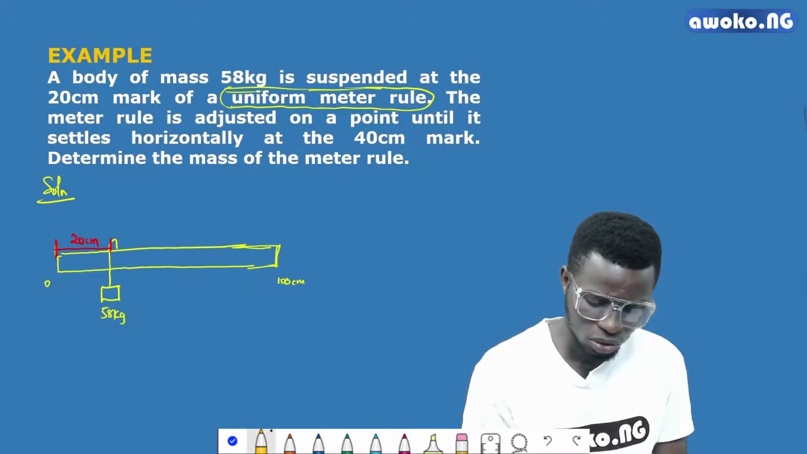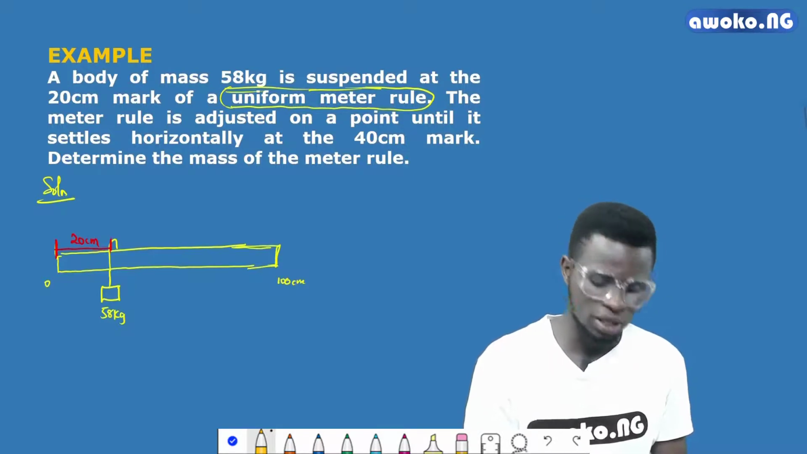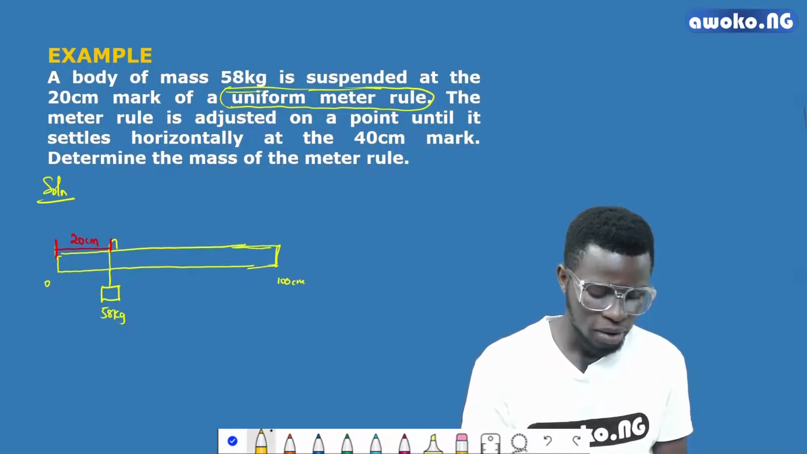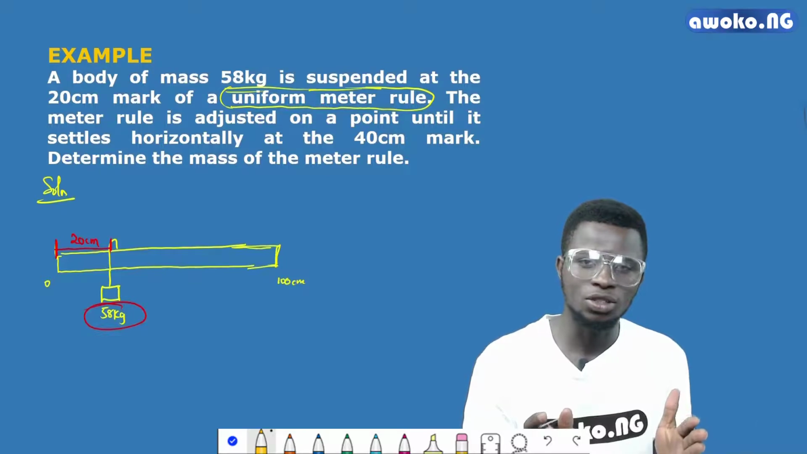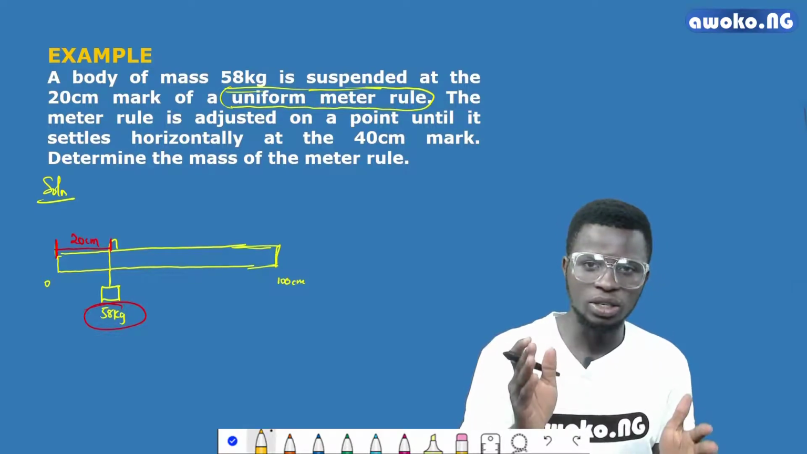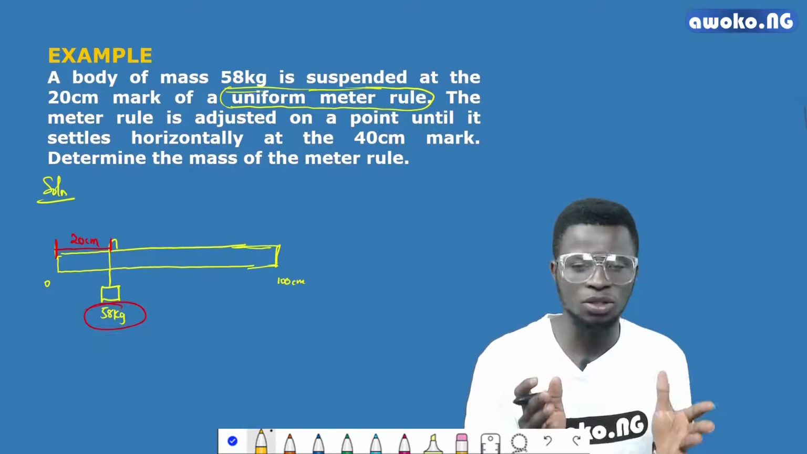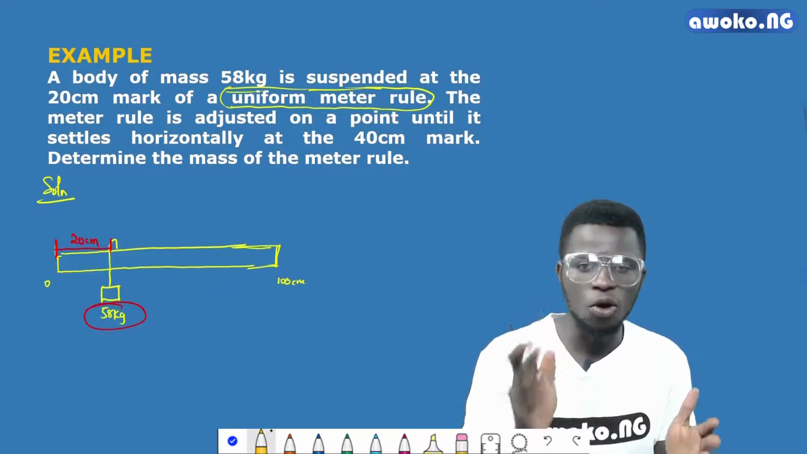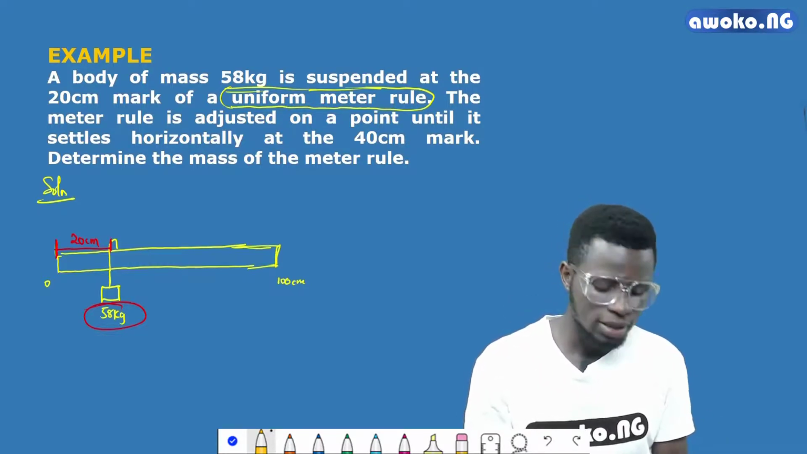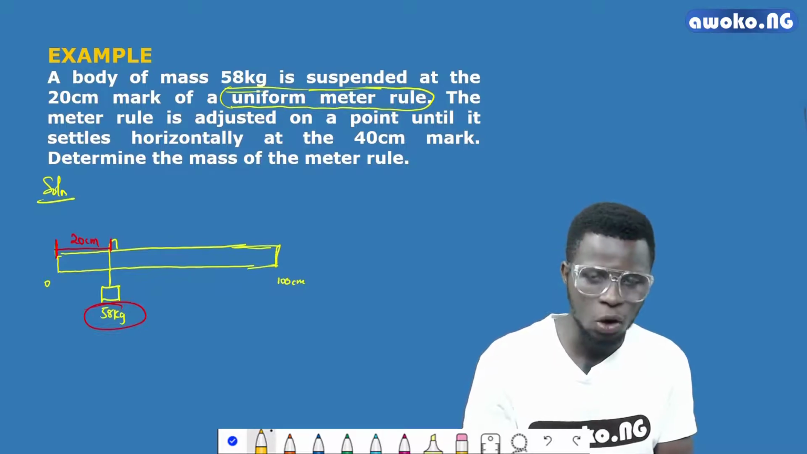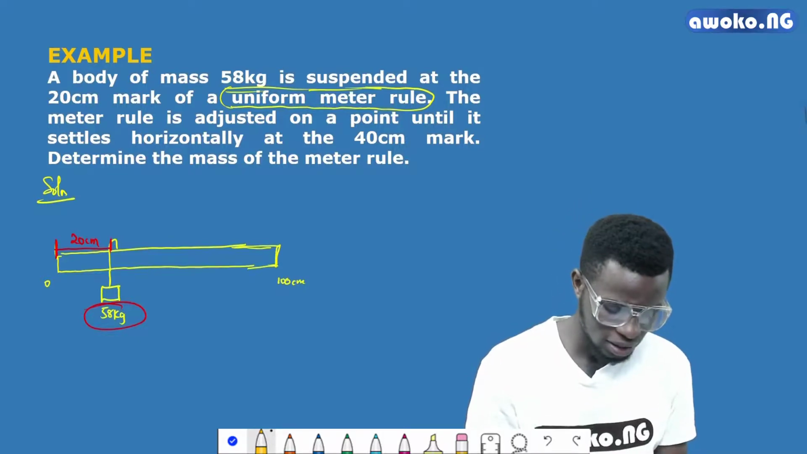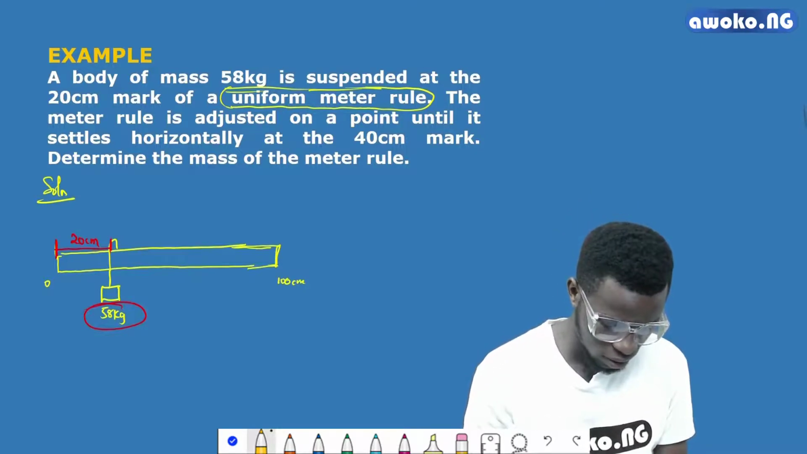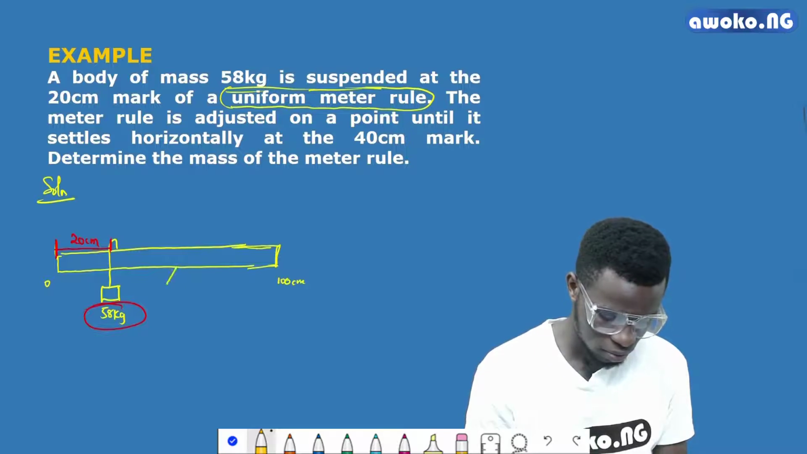Right. So we are also told that the meter rule is adjusted so that it can balance, because of course when a mass of 58 kg is applied at this point, you realize that the meter rule tends to tilt this way depending on the direction. Okay, so the meter rule is going to tend to tilt the other way around, so as to make this meter rule balance on the knife edge. So let's say the knife edge is at a point here.